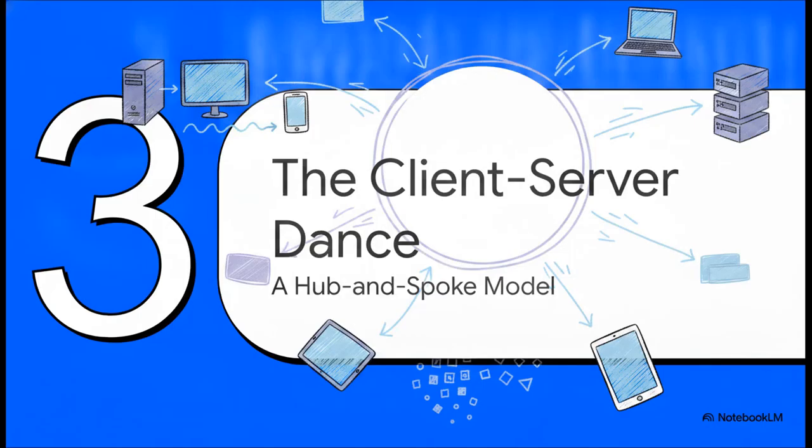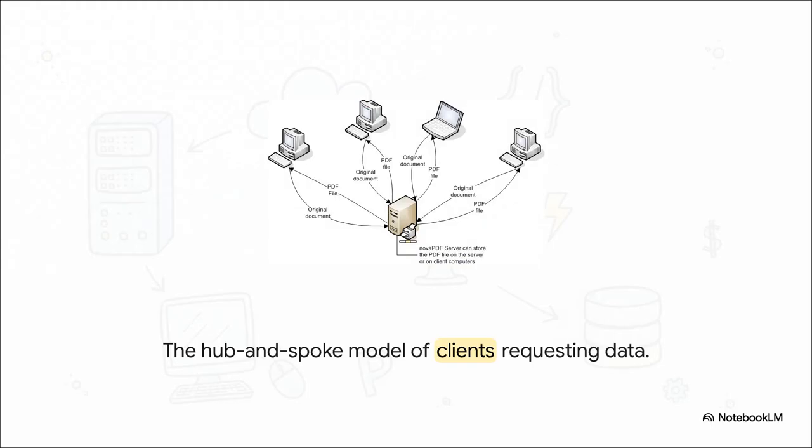Which brings us to Section 3, the client-server dance. So how do our everyday computers actually talk to these massive machines across the network? Well, the client-server programming model operates on a really classic hub-and-spoke design. That central tower, that's the server program, just sitting there awaiting and fulfilling requests. The laptops and PCs surrounding it are the clients.